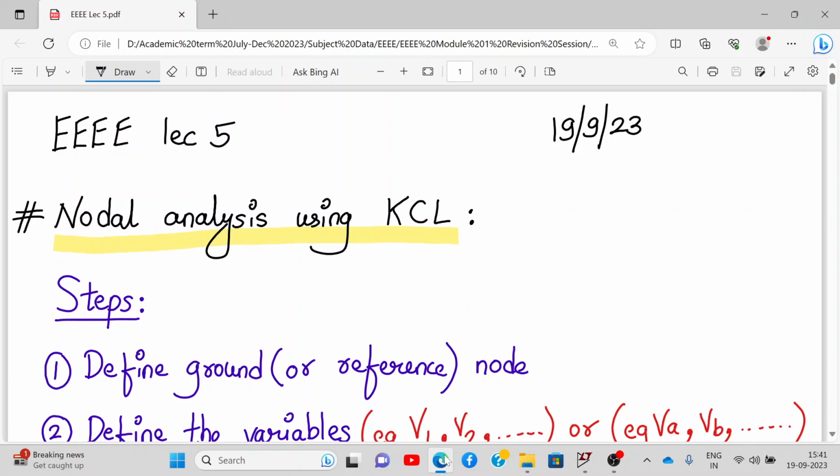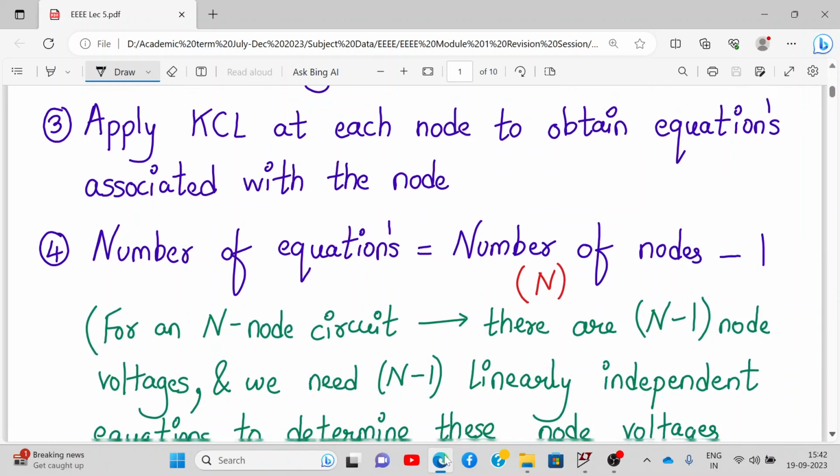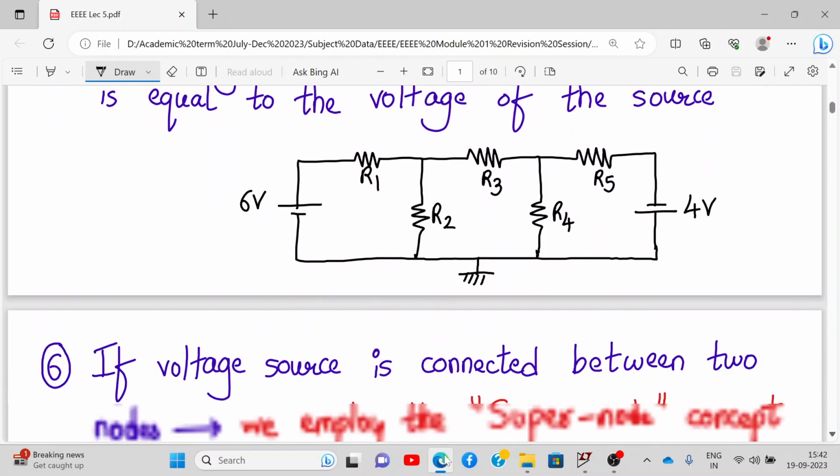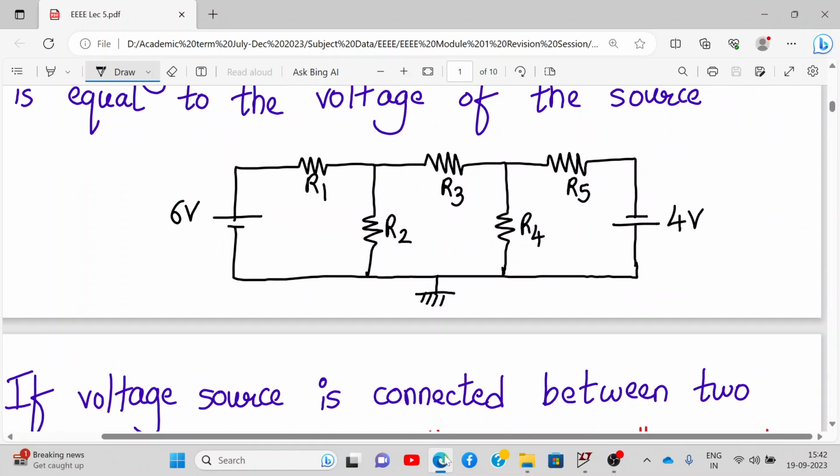Today we are going to discuss nodal analysis using Kirchhoff's current law, that is KCL. So before beginning with the steps, let us take an example and understand. Let's say this is a circuit given to us and we need to apply nodal analysis.